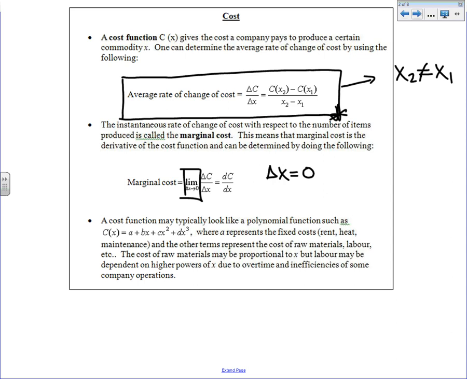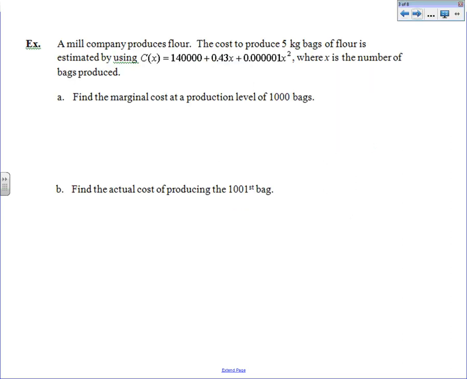The terminology that we use is, if the cost function is c of x, then the marginal cost function, and I'll write it in here, is c prime of x, and that's just the derivative process. So we'll do a couple of these, and typically students like these kinds of questions. It says a mill company produces flour. The cost to produce 5 kilogram bags of flour is estimated by using that function, where x is the number of bags produced. A bit of a distractor here.